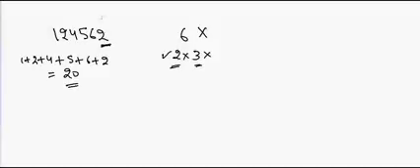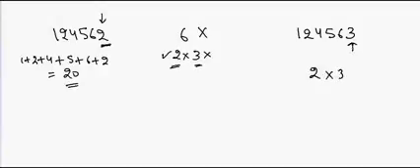So if I add one more number here, then it will become 1 2 4 5 6 3. But now this number would be like this, so it will be 2 into 3. It is divisible by 3 but not by 2. So still if we talk about 6, it will not be divisible by 6.